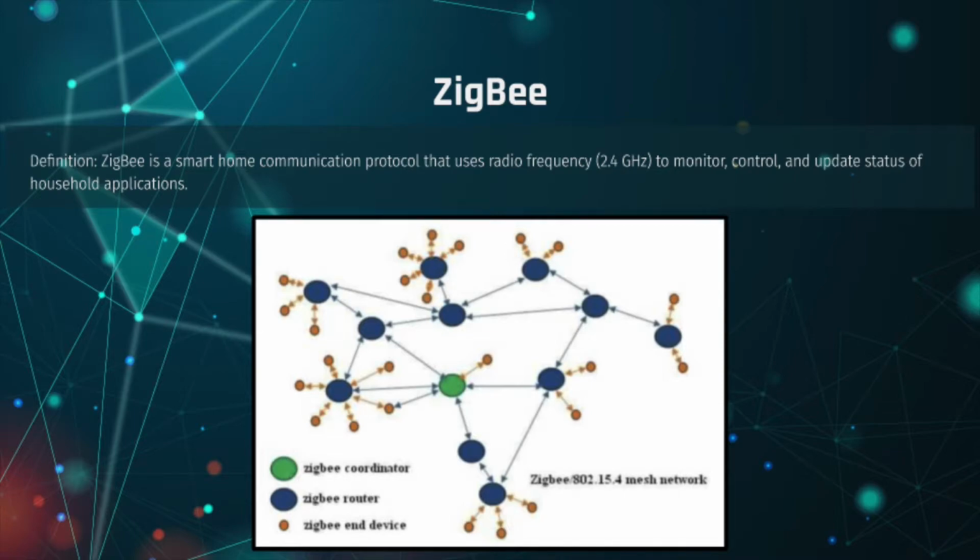Zigbee is another smart home communication protocol that uses mesh networks and radio frequency of 2.4 GHz to monitor, control, and update status of household applications. Zigbee network is comprised of coordinator, routers, and end devices. Once the first coordinator is installed, it starts a new personal area network to allow routers and end devices to join the network. The coordinator is responsible for selecting the channel and PAN ID and assists in routing the data through the mesh network and allows join requests from routers and end receivers.